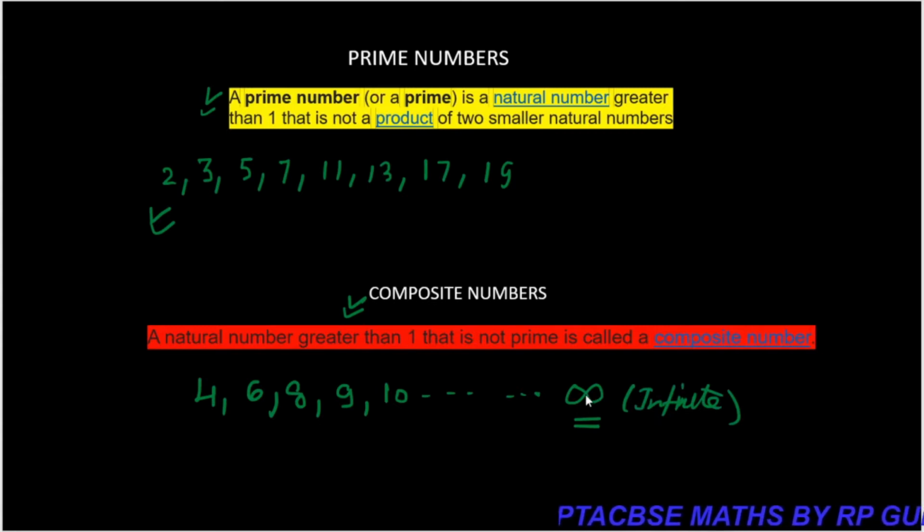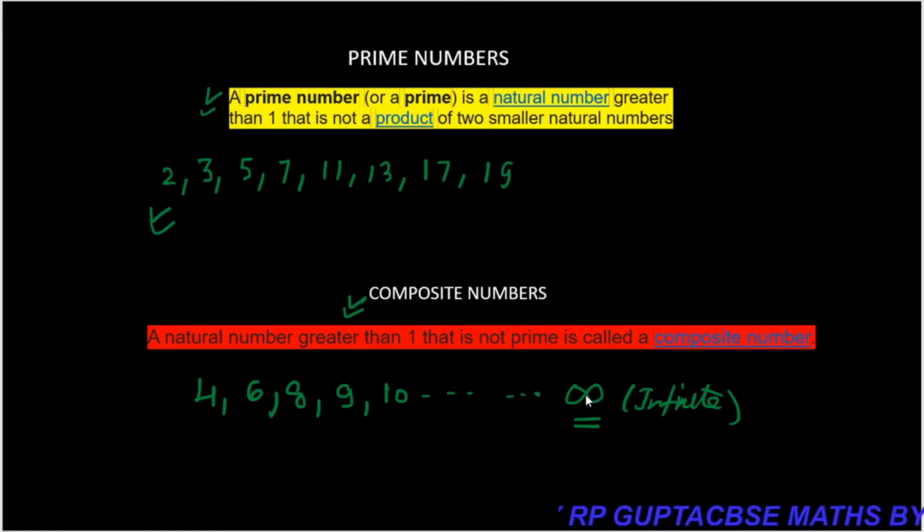So children, I hope all of you understood what the prime numbers are. Again I am going to tell you: the numbers which are divisible by itself or by 1 are known as prime numbers. And if I talk about the composite numbers, a natural number greater than 1 that is not a prime is called a composite number. It means any natural number which is not a prime number will be a composite number.